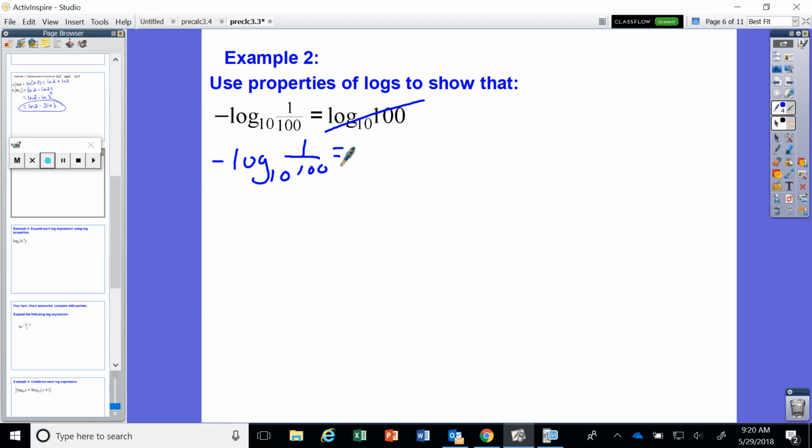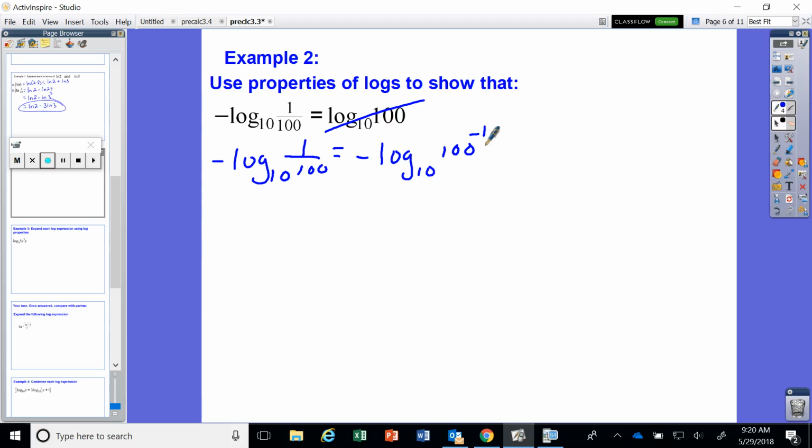Well, we do understand that because 1 over 100 is the same thing as saying 100 to the negative first power, right? That's all that means. 1 over 100 is 100 to the negative first power. That's all it is. Well, what did we just find out about logarithms?